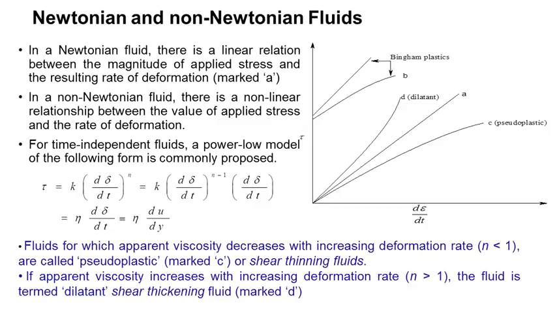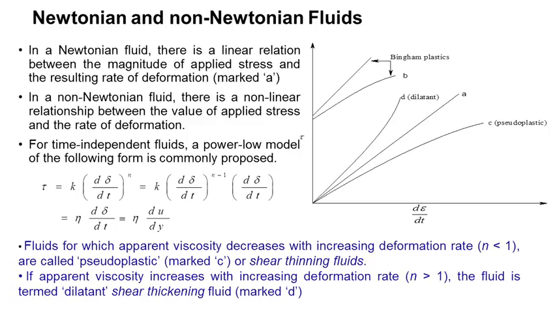So, we can go one more small subclassification: fluids where the apparent viscosity, which is eta, decreases with increasing deformation rate, which means n is less than 1, are called pseudoplastic, which is marked here as C in this curve. So, the relationship between stress and rate of strain is decreasing with increasing rate. On the x axis as you go it increases, whereas the rate here is smaller on the other axis.